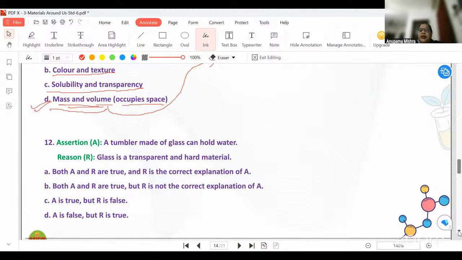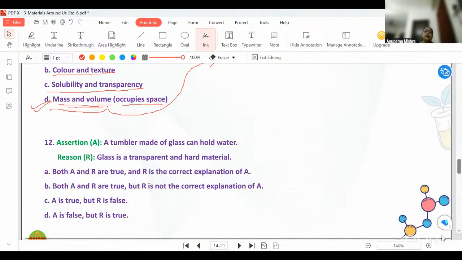Glass is a transparent and hard material. Both A and R are true, and R is the correct explanation of A. Both A and R are true, but R is not the correct explanation of A. A is true, but R is false. A is false, but R is true. Out of these, you have to choose. Which one do you think?